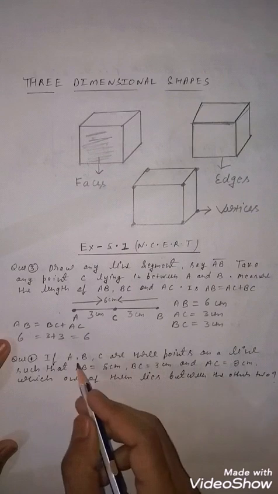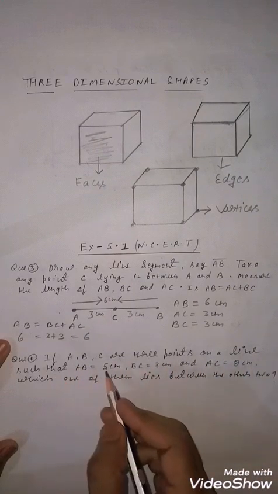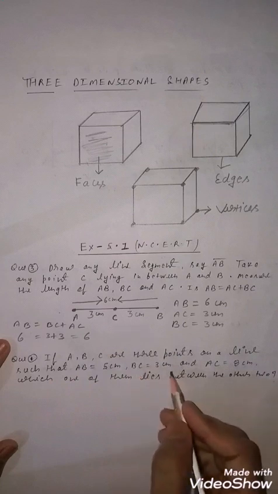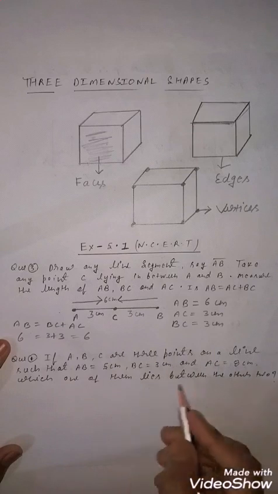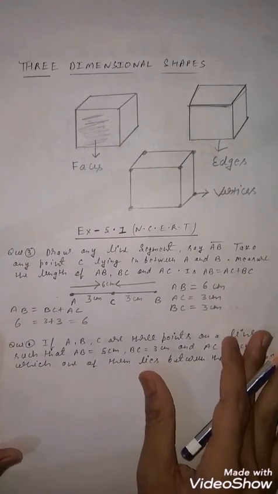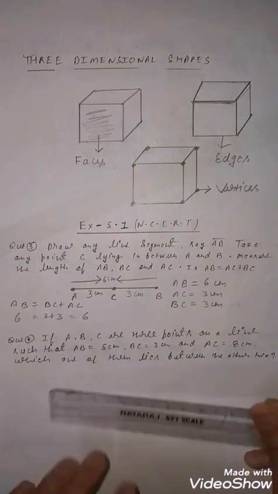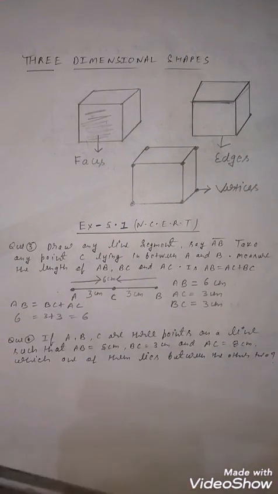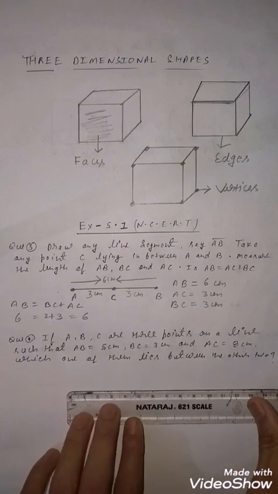Next is question 4. If A, B, C are 3 points on a line such that AB equals 5 centimeter, BC equals 3 centimeter and AC equals 8 centimeter, which one of them lies between the other two? Clear, students? That is, you have to find the midpoint. So here we can draw what is given. The longest is AC, so first you will draw AC, that is 8 centimeter.